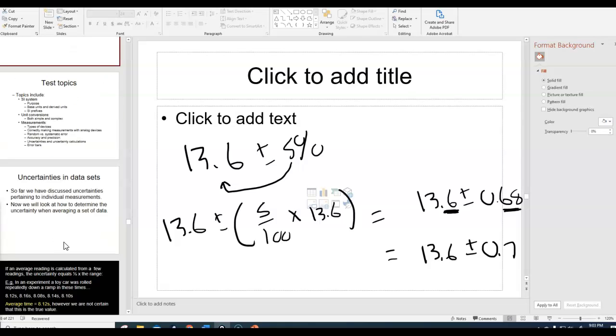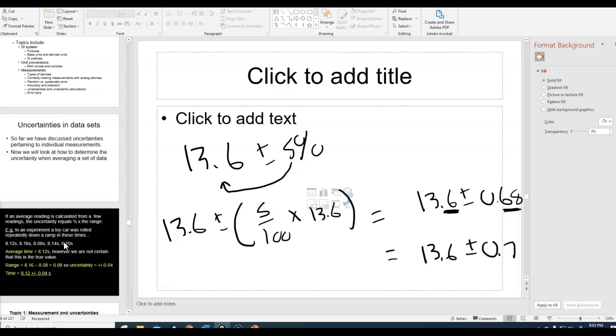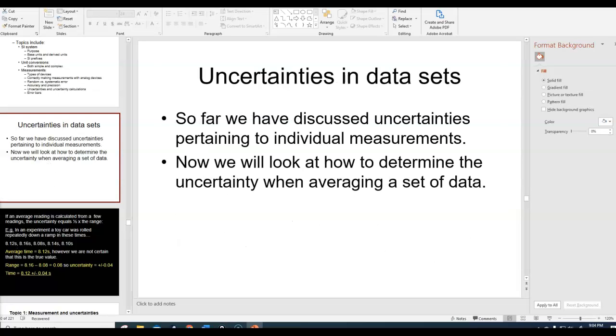Okay, now the very last thing I want to talk about in this video is what you do when you have a set of data and you have to take an average of a set of data. Well, we've talked about uncertainties in individual measurements, but what if you have a set of data and you want to know the average value and its uncertainty?